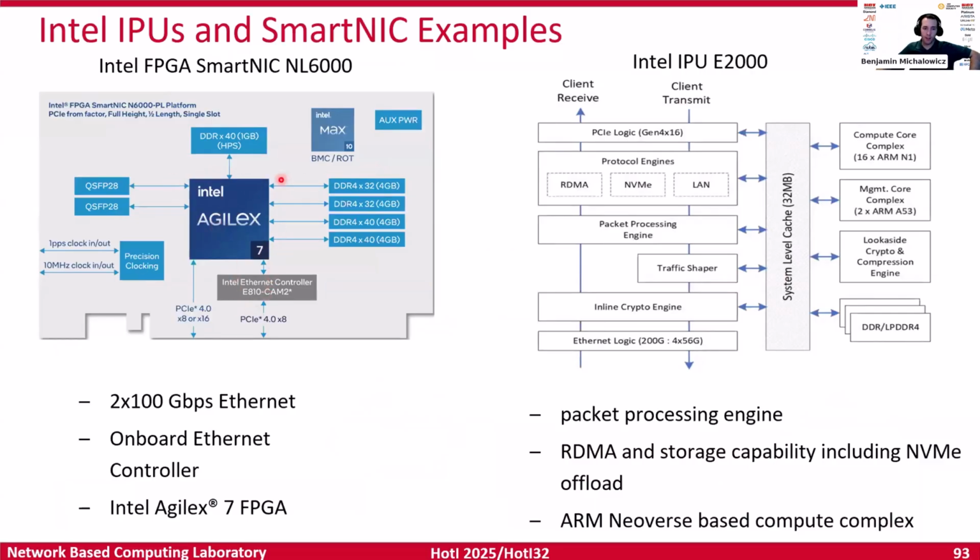So given an Agilex FPGA, you have certain spots. You have your DDR4 DRAM, precision clocking for input output, Ethernet control, etc. In their IPU, they have a more dedicated packet processing engine and an ARM-based compute complex. So this comes back to a slight system on chip, but not entirely system on chip.